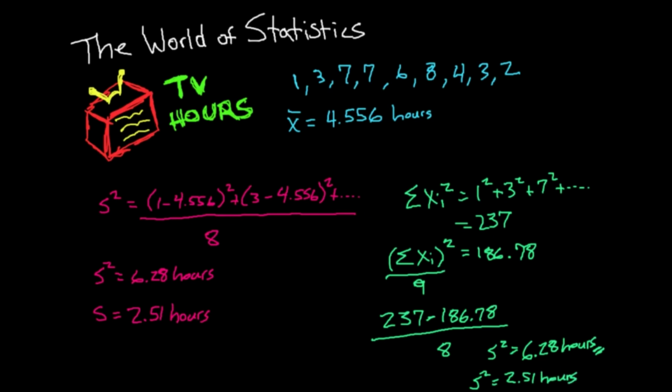So that's another example of using both formulas, calculating the number of TV hours that college campus students watch in a given week. We have our sample, we calculated our mean, and then we went ahead and used both variance formulas to figure out the number of hours and then our standard deviation. So that's the second example using both formulas.